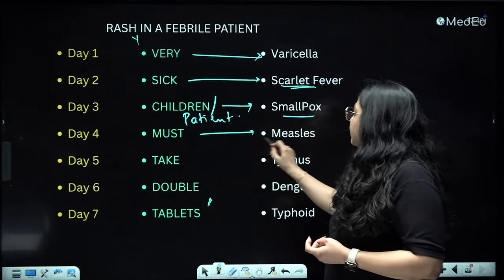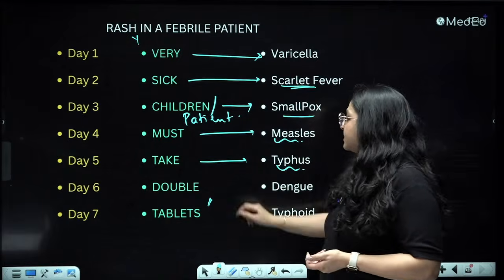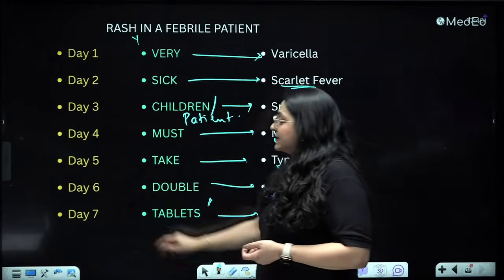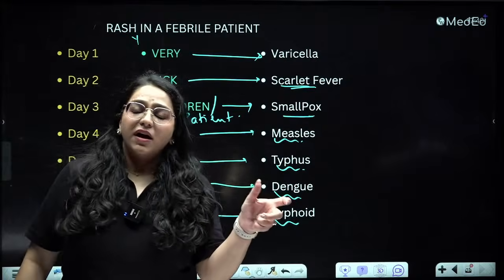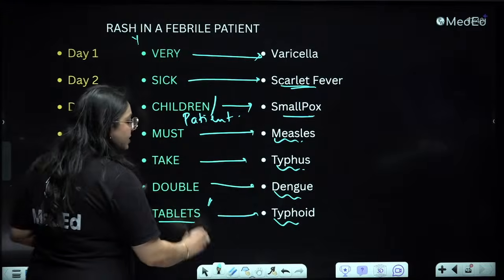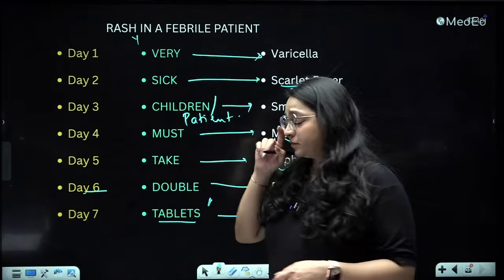Then must, measles; take, typhus, we have just seen the epidemic typhus; double, dengue; and tablets is typhoid. So day 6 of fever if the rash comes, so after about first week of illness the rash appears in dengue, and then the rose spots can also appear in typhoid after about the first week of illness.